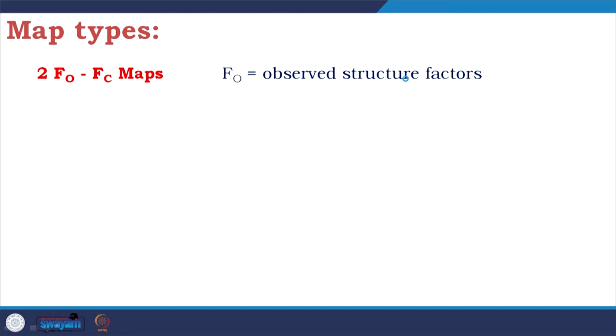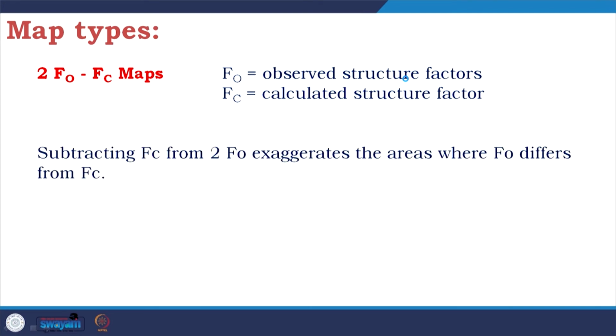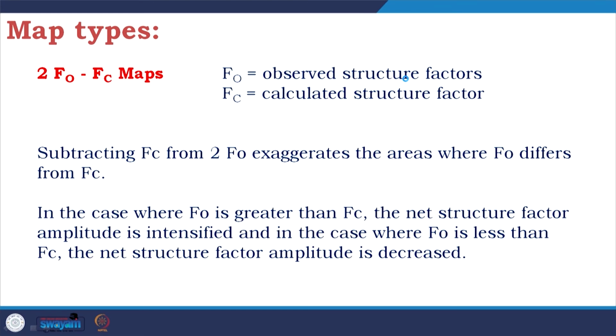Map types: 2Fo minus Fc map. Fo is observed structure factor, we talked about this. Fc is the calculated structure factor. Subtracting Fc from 2Fo or F obs exaggerates the areas where F observed differs from Fc. In the case where Fo is greater than Fc, the net structure factor amplitude is intensified, and in the case where Fo, or F observed, is less than Fc, the net structure factor amplitude is decreased.